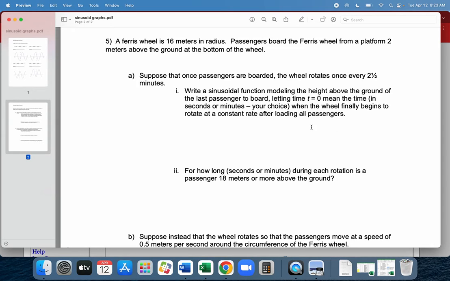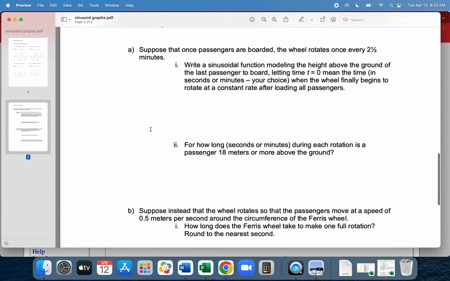But in any case, also much easier maybe to figure out what's going on. For how long, seconds or minutes, during a rotation is a passenger 18 meters or more above the ground? If you worked out anything related to the question, maybe in a graph, like, oh, 18. That's the middle of this. We're going to spend half our time above 18 meters and half our time below 18 meters. And we're at 18 meters for an instant as we pass it.